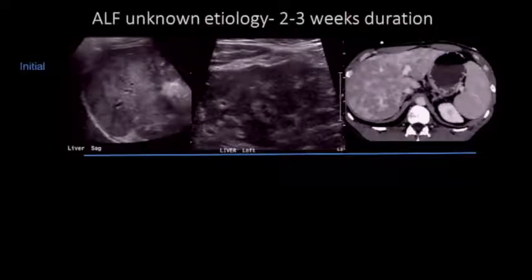Here's another patient who had acute liver failure of unknown etiology. We first imaged the patient somewhere in the acute range when they presented in the 2 to 3 weeks after the initial insult. The liver had a very abnormal appearance, ill-defined areas of increased echogenicity alternating with hypoechoic areas. And if you look with high frequency, the contour of the liver is nodular. Around the portal triads, there's increased echogenicity, and this is periportal edema.